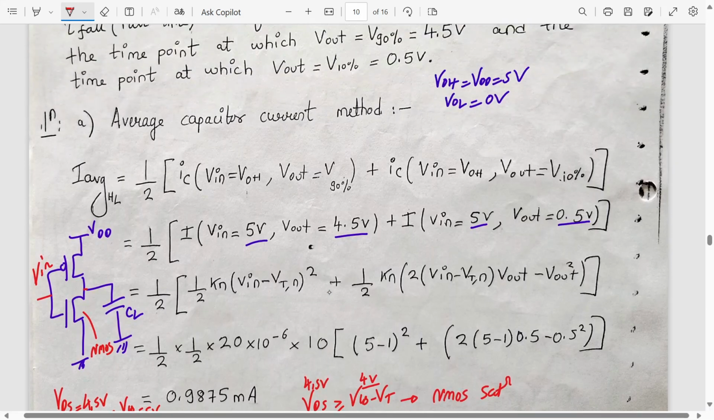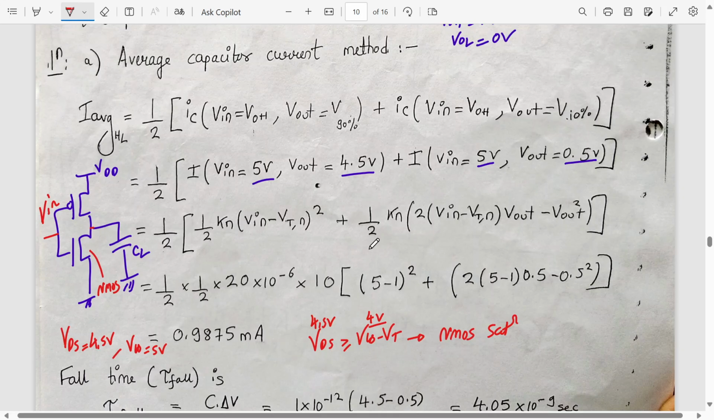This is the discharging period, from high to low. When your output is going from a higher value to a lower value, my NMOS comes into the picture, and similarly here also your output is less, so it will be in the linear region of operation. For the linear region it is half Kn twice, and here instead of VGS we have written V in, because for an NMOS transistor your VGS would be equal to V in.